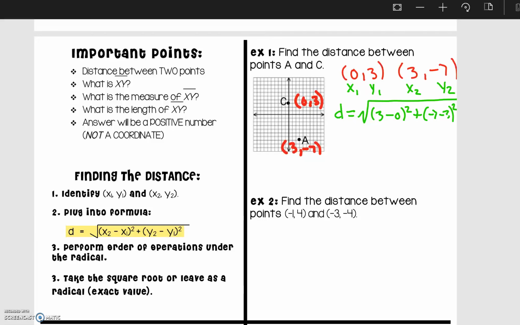So all we did was substitute our values into our equation. And now we simplify it. Don't forget to bring down your square root symbol each time. 3 minus 0 is 3 squared. Negative 7 minus 3 is negative 10 squared.